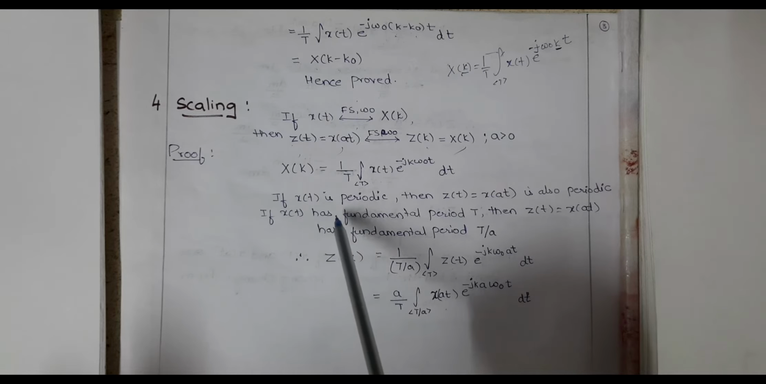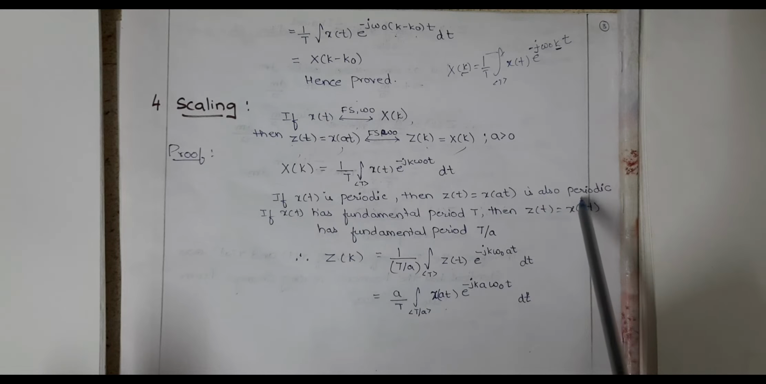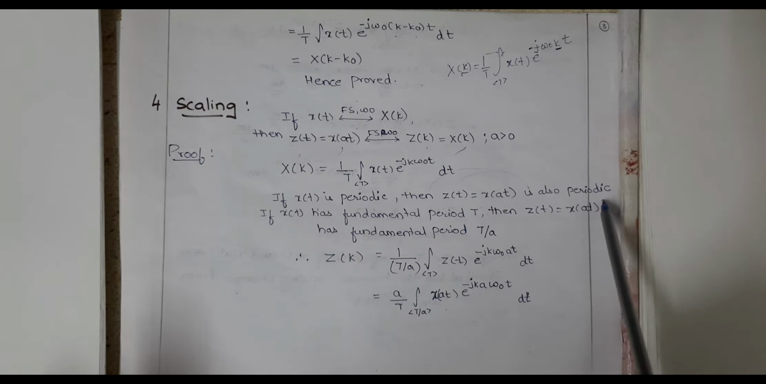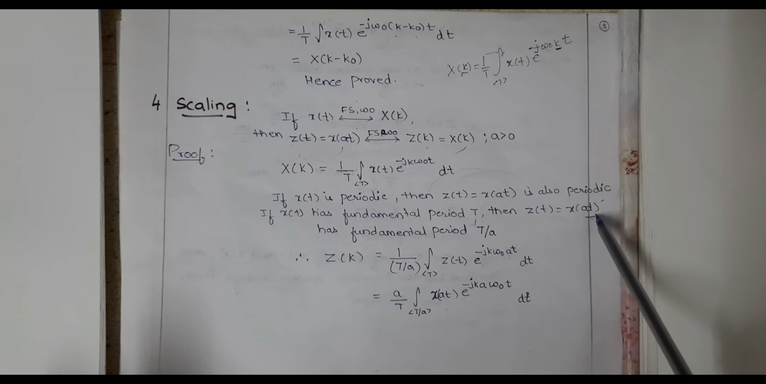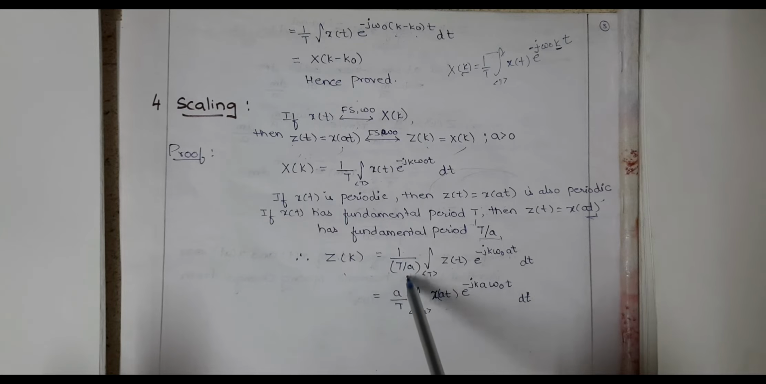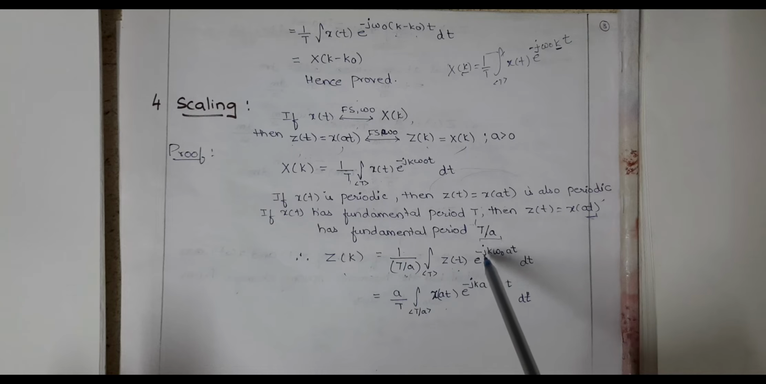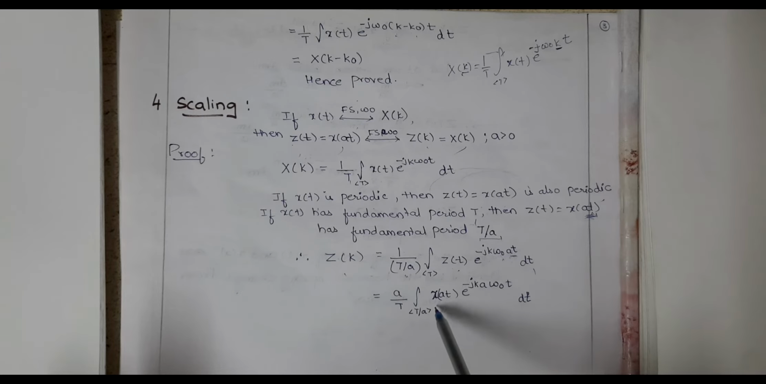Suppose you have a signal x of t which is periodic, then the scaled version of the signal is also a periodic signal. So if x of t has a fundamental period T, then the scaled version of the signal will have fundamental period of T by a. Therefore z of k is equal to 1 by, now the period is T by a for the scaled version signal, T by a integration z of t e raised to minus j k omega naught into at, because in place of t we have at dt. Also x of at is substituted here, and a is also there.